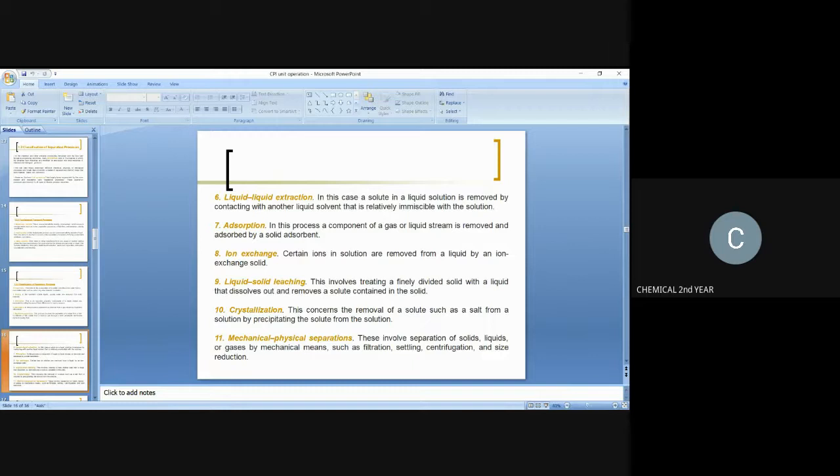Next, crystallization. This concerns the removal of a solute, such as salt, from a solution by precipitating the solute from the solution. Mechanical physical separations. These involve separation of solids, liquids, or gases by mechanical means such as filtration, settling, centrifugation, and size reduction.